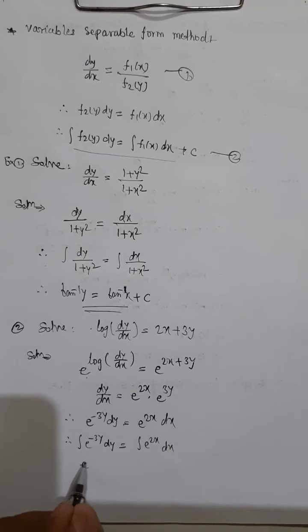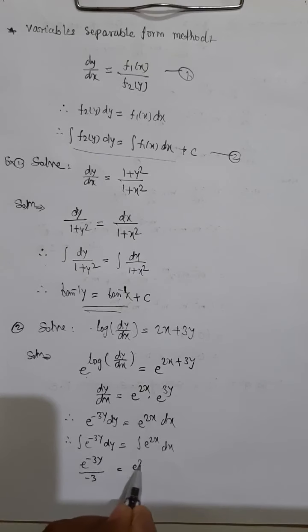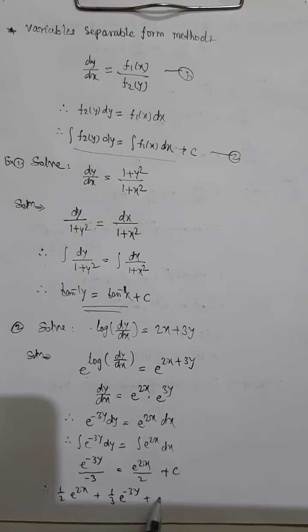We know integration, same, divide by the coefficient of y, that is minus 3, is equal to integration, same, divide by the coefficient 2, plus c. Thus we can write 1 by 2 into e to the power 2x, minus sign becomes plus, 1 by 3 e to the power minus 3y, plus c, as it is equal to 0. Which is the required solution of the given differential equation.